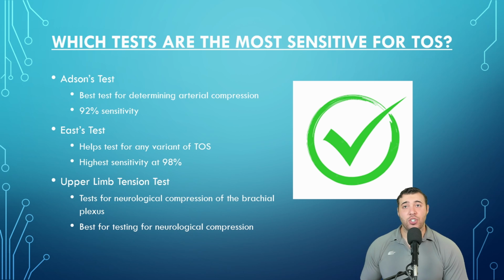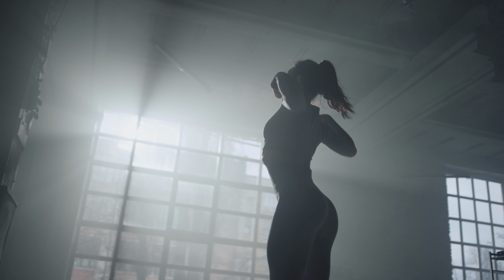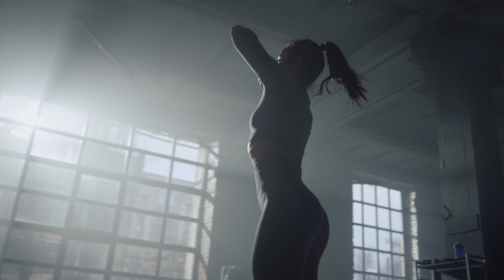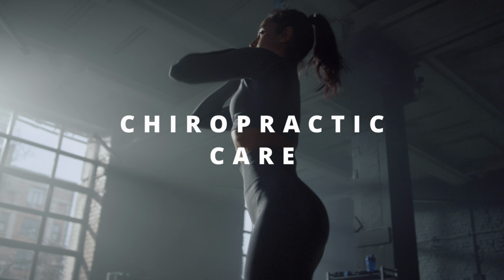Now, the upper limb tension test tests for neurological compression of the brachial plexus, and it's best for testing for neurological issues. So now let's take a look at how chiropractic care can help with TOS.